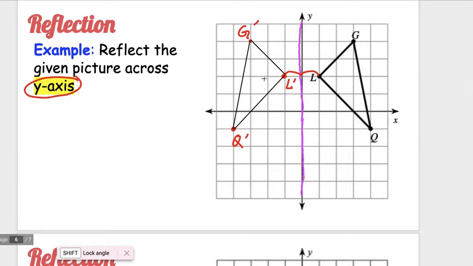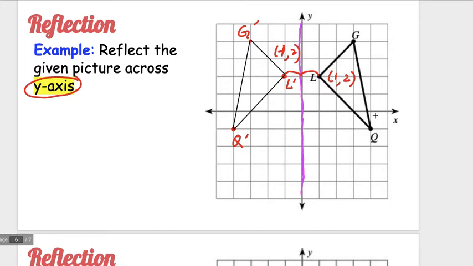Okay, so as you can see, this is like a flip over this vertical line here. And also, we want to pay attention to their coordinates again. So, for example, L is (1, 2). Then what happened to L prime? L prime stays as -1 and stays the same for 2. So as you can see, what happened this time? x changed the sign and y stayed the same.